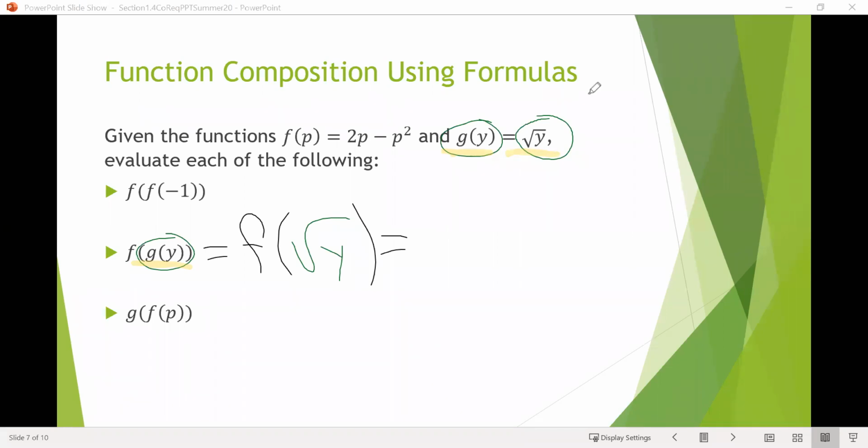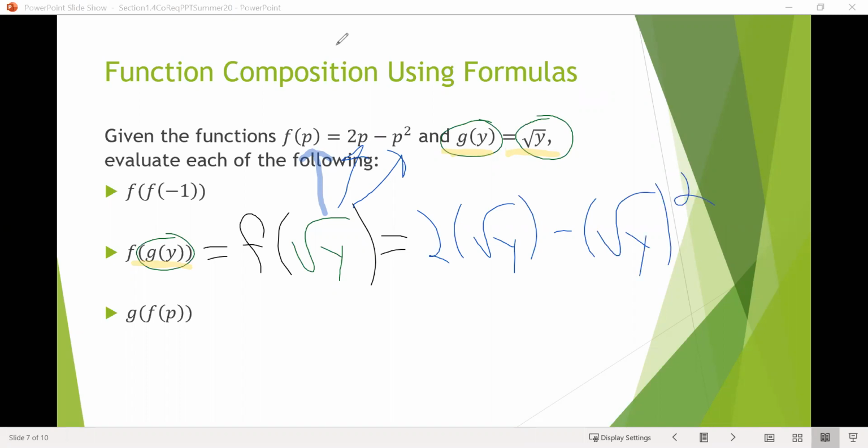And notice now that square root of y is in the place of the p in the function f. So to do f of square root of y, we plug in square root of y everywhere we see p. So this will become 2 times square root of y minus square root of y squared, which, because this is all variables, there's a whole lot we can do. We can rewrite 2 times square root of y as 2 root y, minus, we do square root of y squared. Does that simplify?